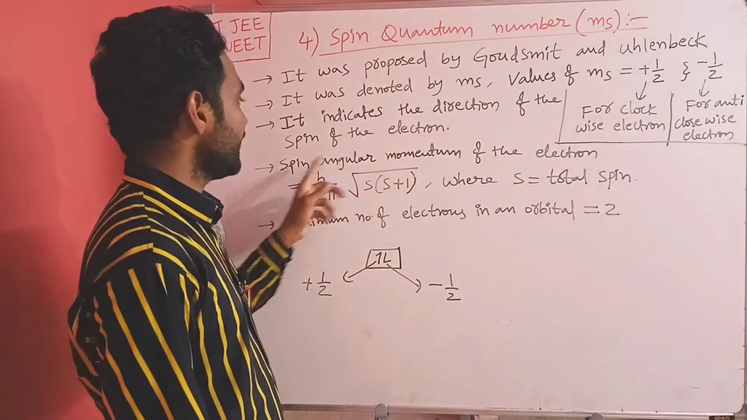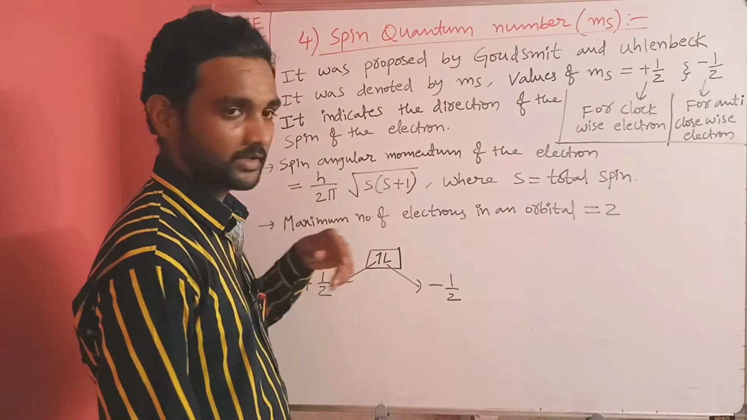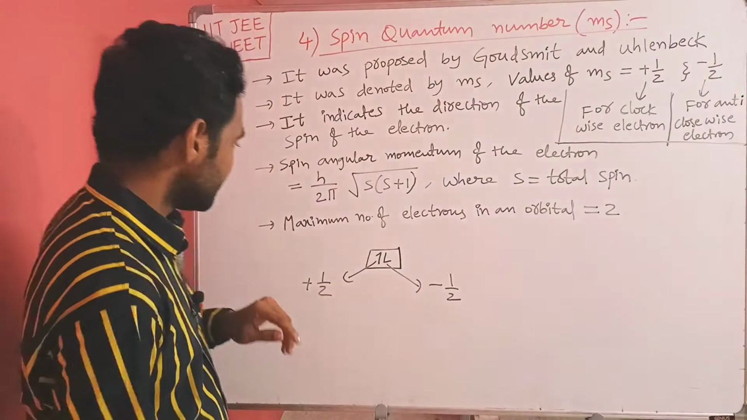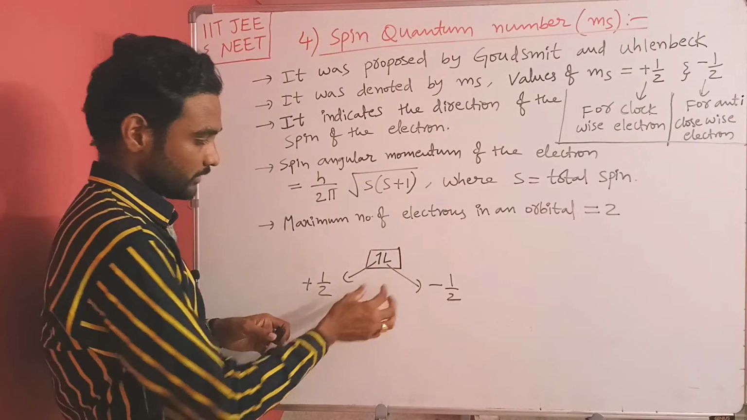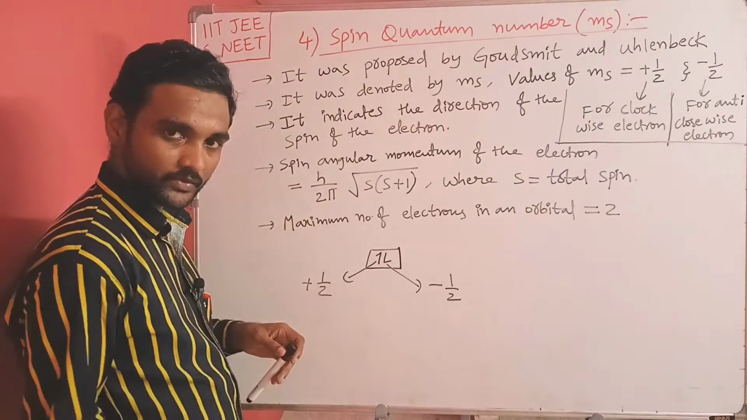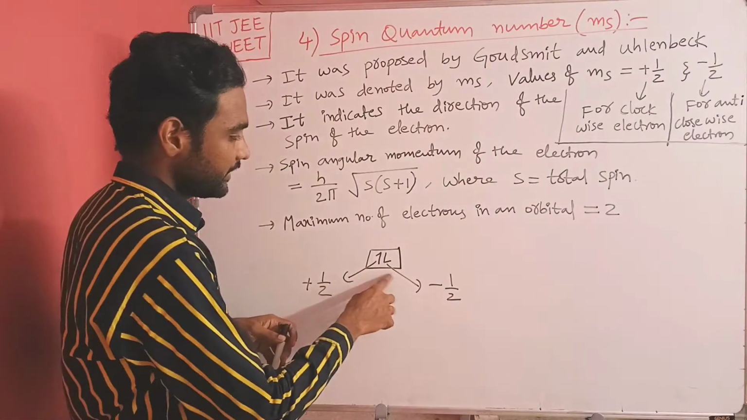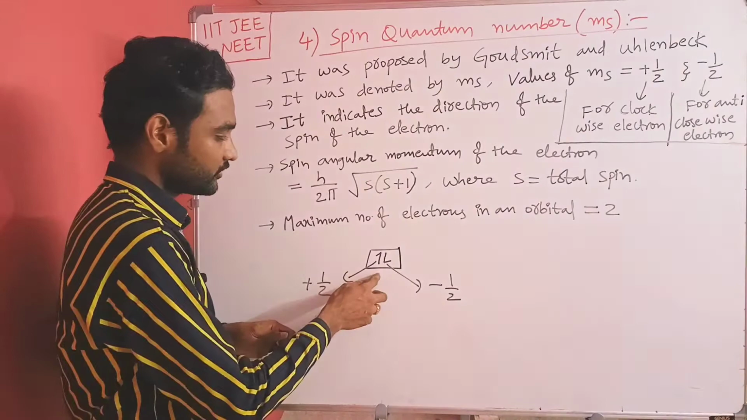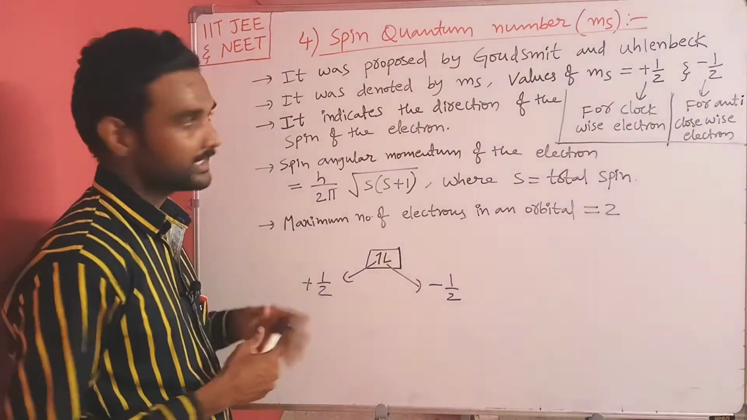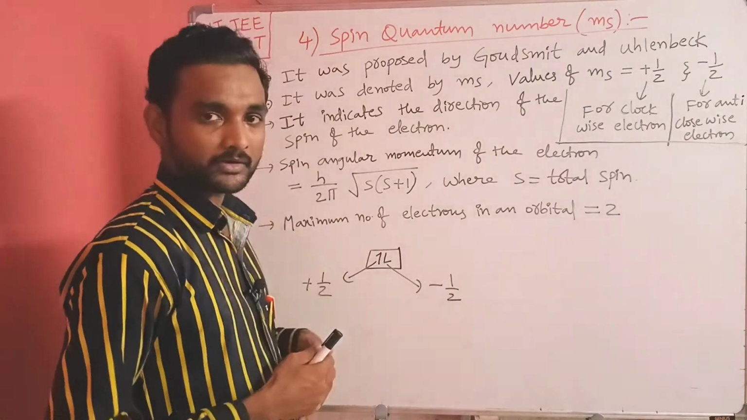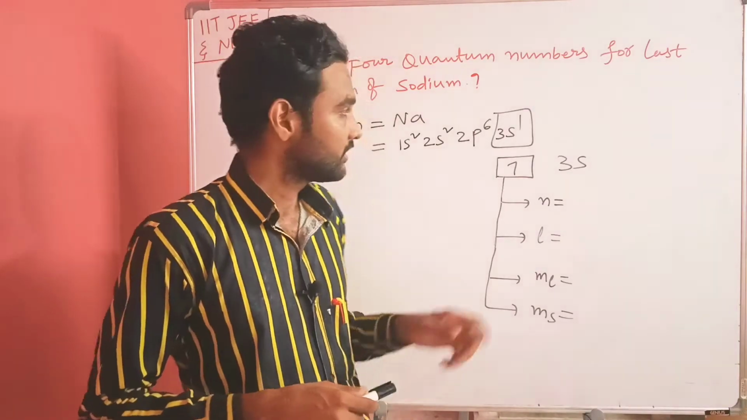Next see, spin angular momentum of the electron is equal to h by 2 pi root over s into (s plus 1). Here s is equal to total spin. Next, the maximum number of electrons in an orbital is equal to 2. For example, this is one of the orbitals. In this orbital 2 electrons can fill. Here the first electron has clockwise spin. Here the second electron has anti-clockwise spin. It can rotate in the clockwise direction. It can rotate in the anti-clockwise direction. Plus half, minus half. Okay. This is simply about spin quantum number. Have you understood?